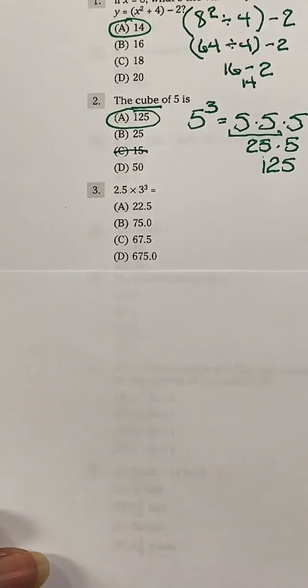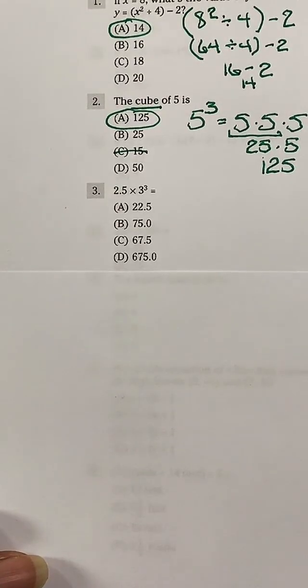So we have 2 and 5/10 times 3 raised to the third power. So is it A, 22 and 5/10? Is it B, 75? Is it C, 67 and 5/10? Or D, 675?